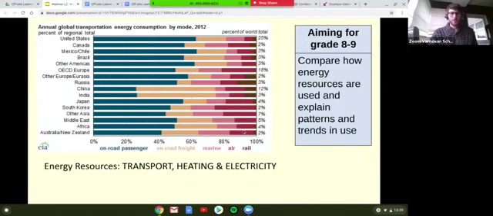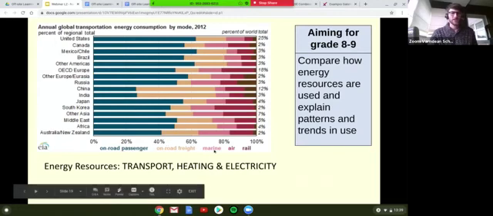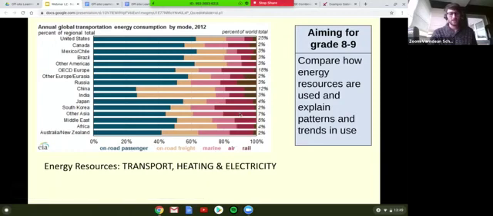So it shows you how much percentage of each of these countries' transport energy consumption is for cars or is for lorries. How much of their consumption is used in boats? How much of it is used in planes or trains?